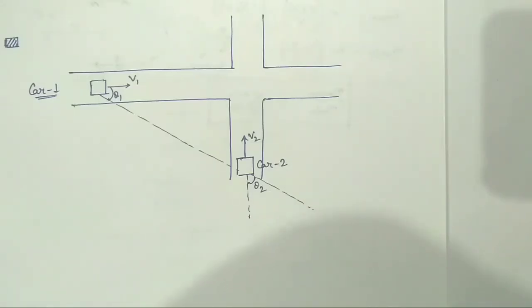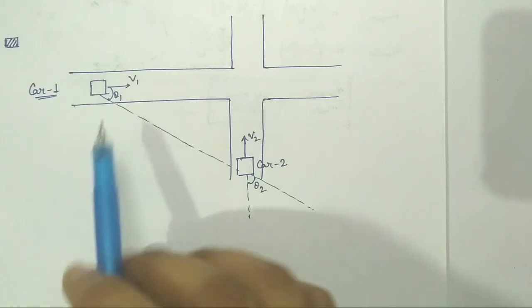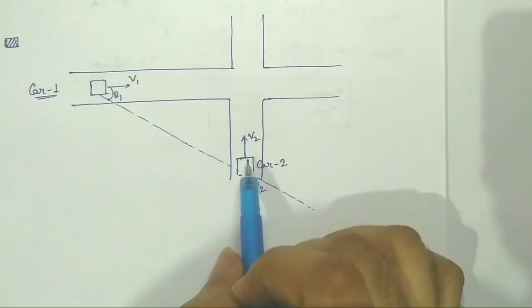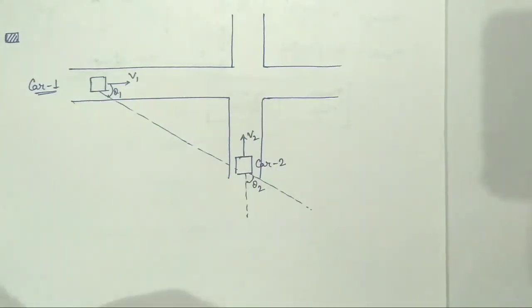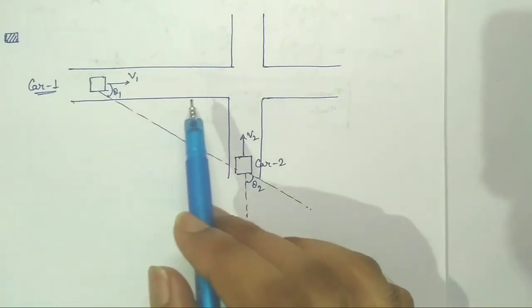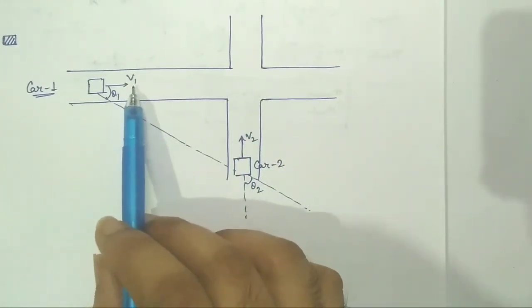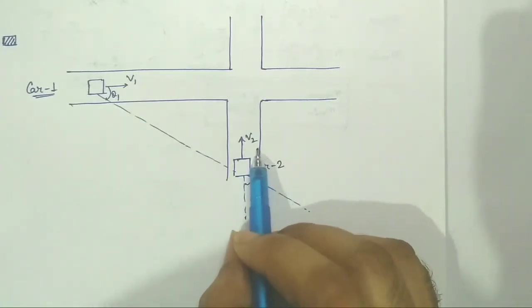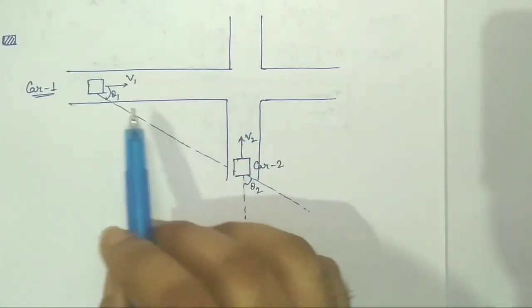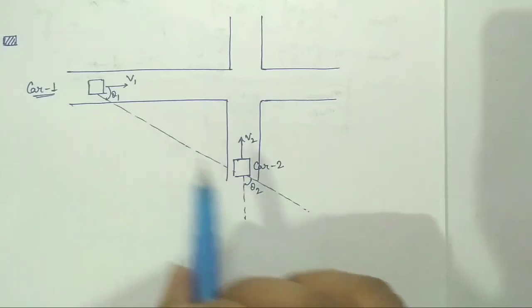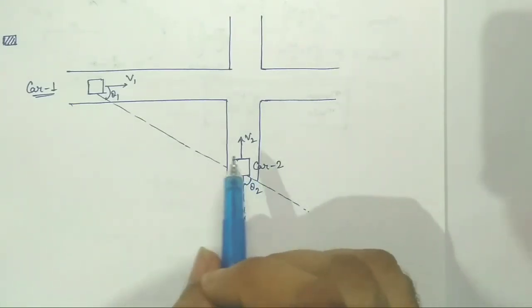Last part of the concept clearing class. Suppose these are my two perpendicular roads. Two cars are moving on these perpendicular roads. The velocity of car 1 is given by V1 and that of car 2 is given by V2. And these angles are theta 1 and theta 2 respectively.